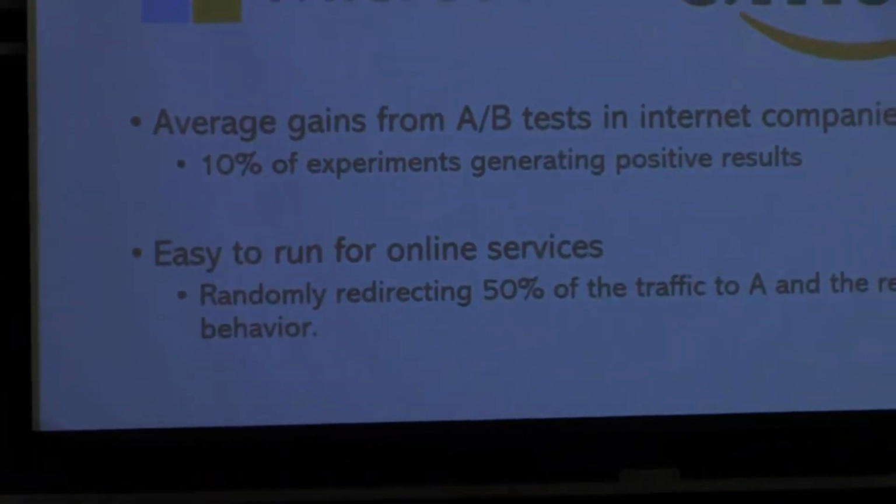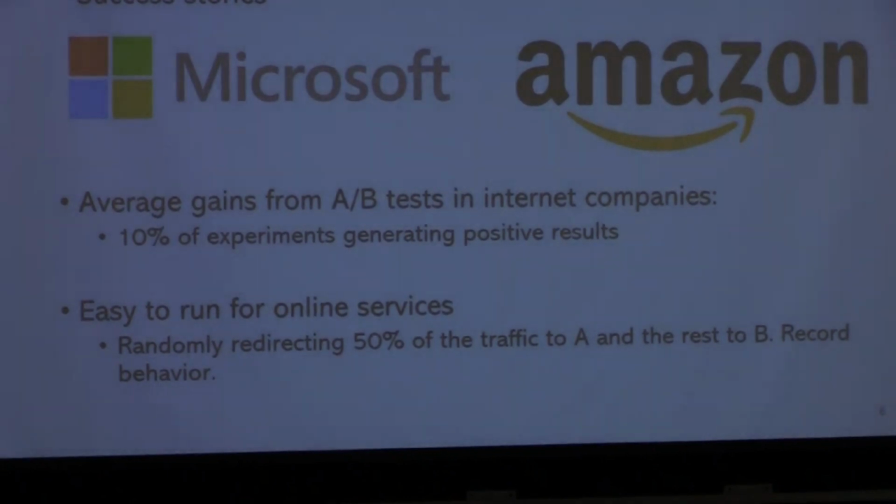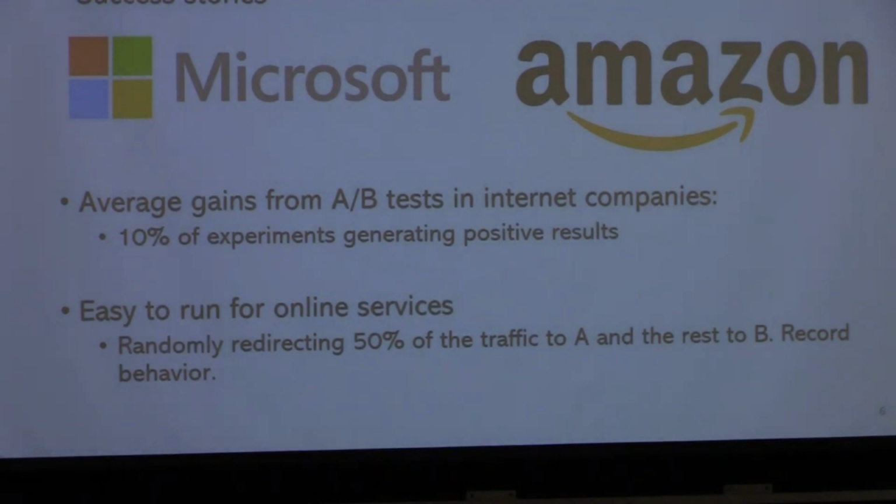So they are very easy to run. We just randomly redirect 50% of the incoming traffic to design A and 50% to design B. And this should be totally random, meaning that one person who goes to this website should have equal chance of being assigned to these two groups.